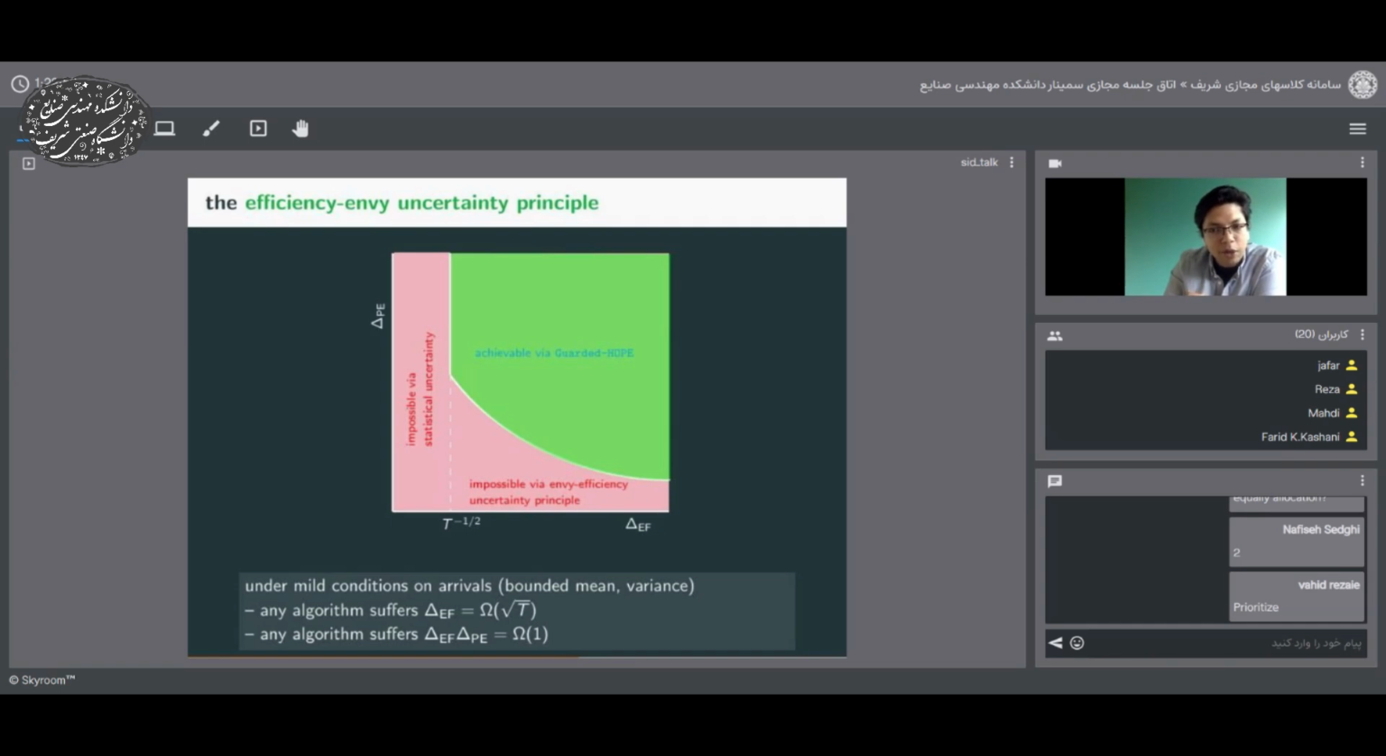But what's a little more remarkable is that if I look at the product of these two things, the amount of food that I waste and the gap from my optimal solution in hindsight, then for any online solution, any solution which just knows the distributions and is making decisions as it goes along, the product of these two is at least a constant. So if you try to reduce the amount of waste, you will increase the variability, the envy. If you try to reduce the envy, you'll increase waste.